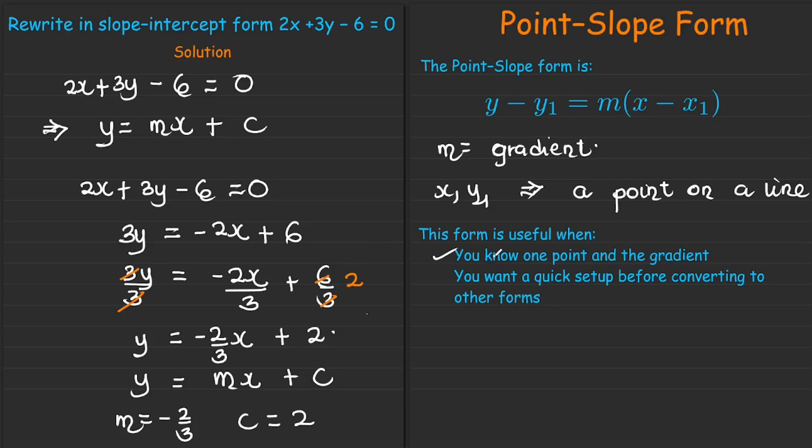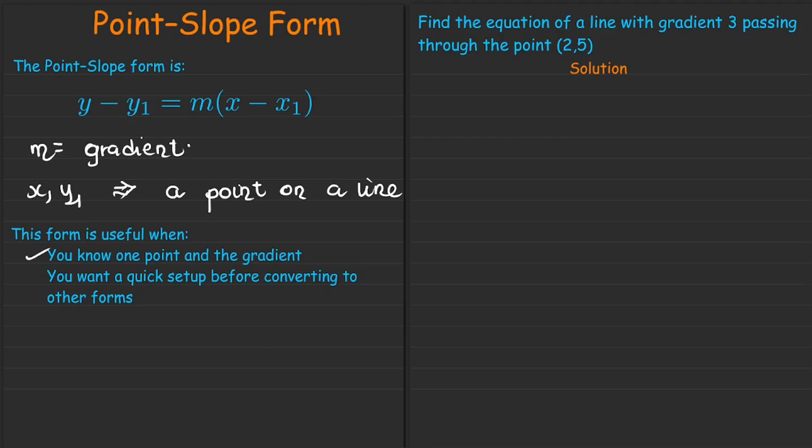With that said, let's look at how quick this point slope form can help us get an equation by solving some few questions. So the question we have here says, find the equation of a line with gradient 3 and passing through the point (2, 5). What do we know? We know the gradient to be what? 3. And at least we have a point. So we call that x1 and y1. We have that to be what? (2, 5).